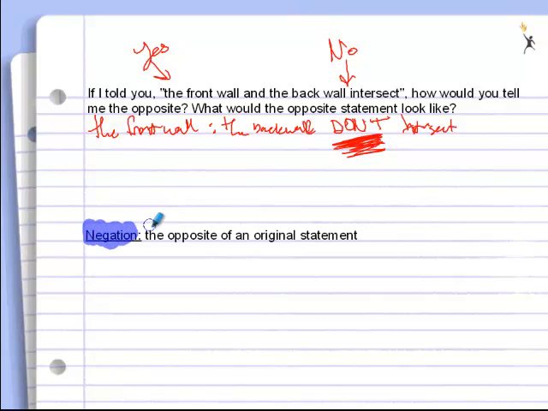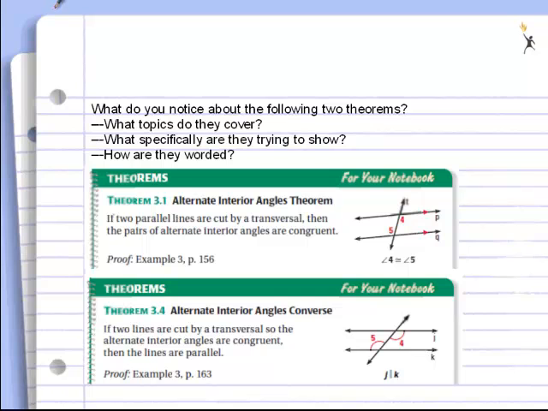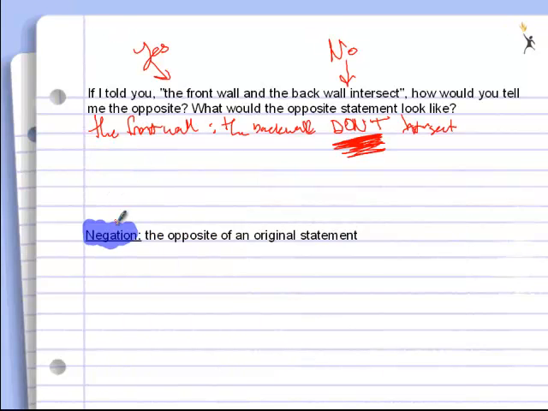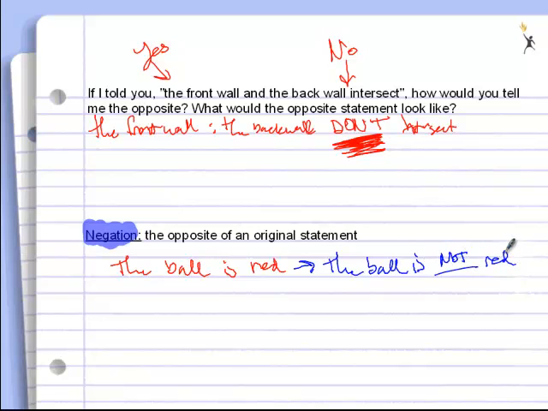The negation of a statement is the opposite of an original statement. And it's really simple. You throw in a no or a don't or a can't, something that means the opposite of. Let's look at a couple examples. If I told you the ball is red, how could you negate that statement or write the negation of that statement? It would be something simple like the ball is not red.